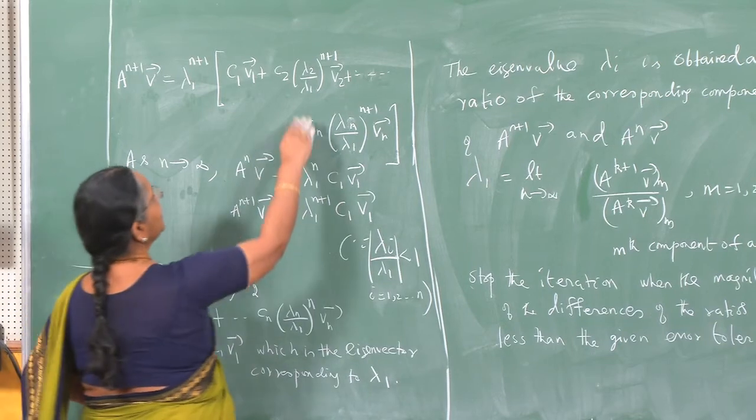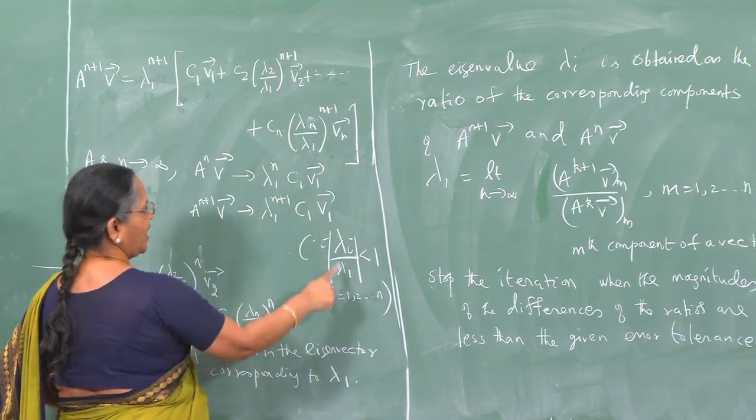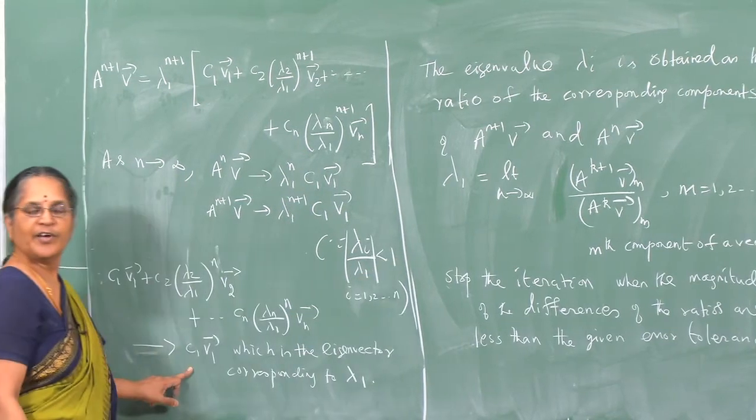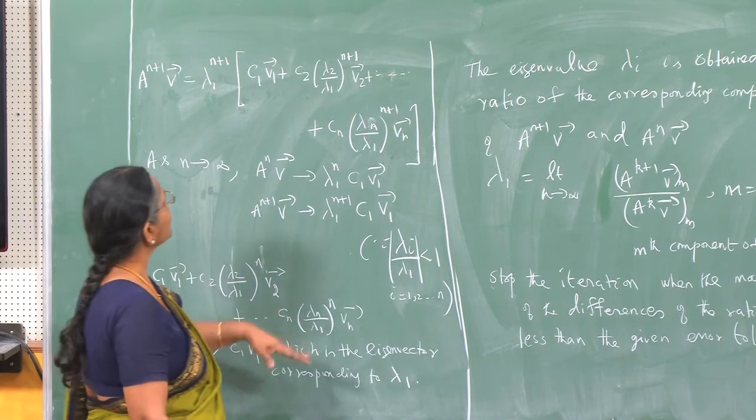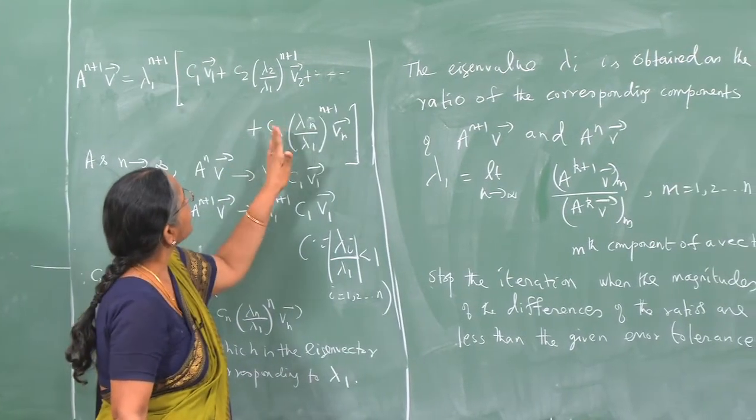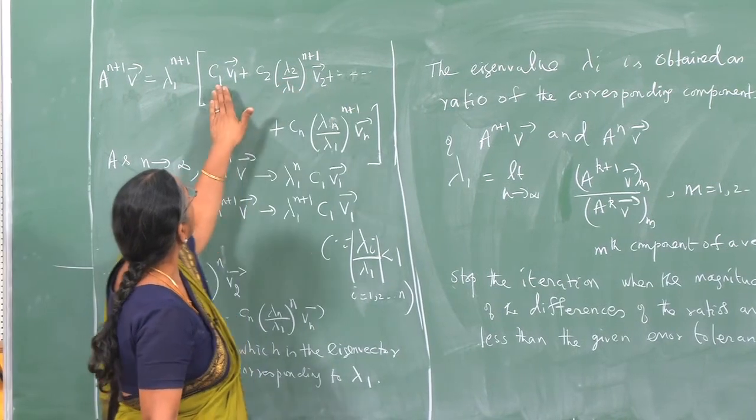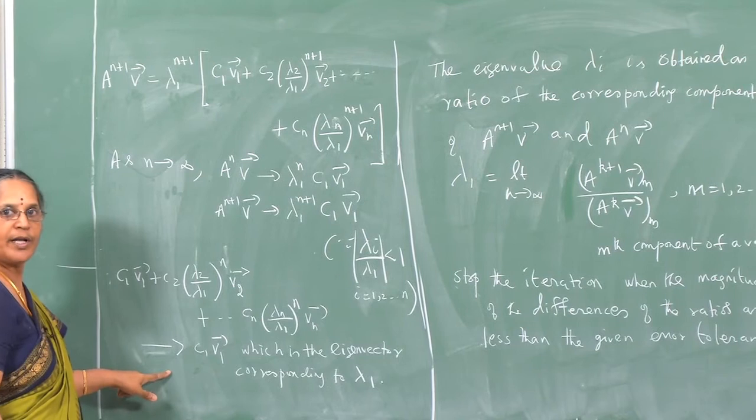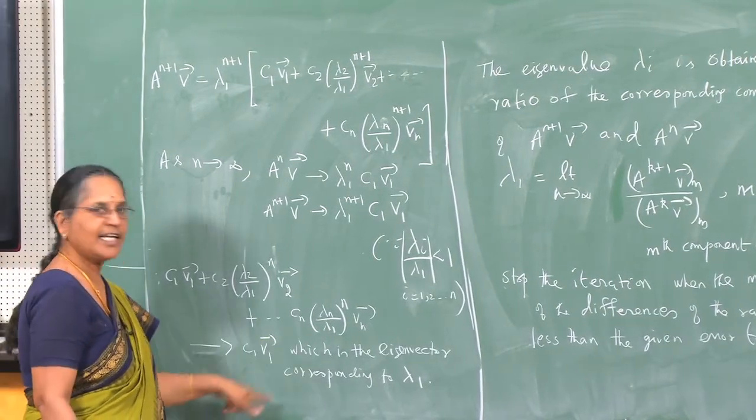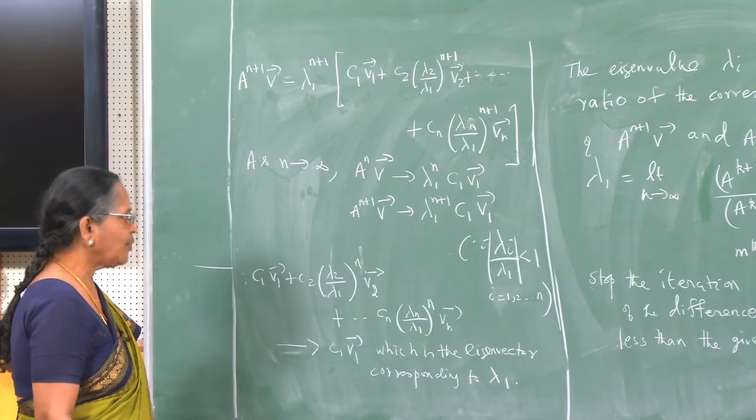Again, the reason being, in absolute value lambda i by lambda 1 is less than 1 for i equal to 1, 2, 3 etc. n. So, as n tends to infinity, these terms will tend to 0 and we will end up with the vector C1 V1. So, this is the eigenvector associated with the eigenvalue lambda 1.